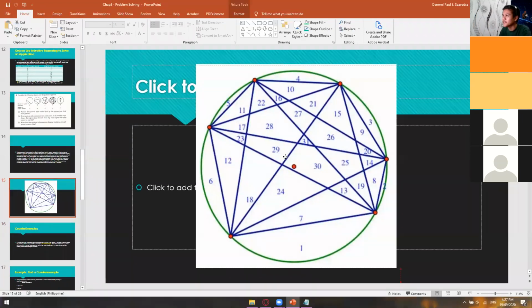Okay, so ito yung example. So, lahat yan nalagyan ng number. We have a big circle and then we have 6 dots or 6 points connected with each other. So, ito yung pinaka-30 natin. And then, ito yung pinaka-31, yung pinaka-maliit.